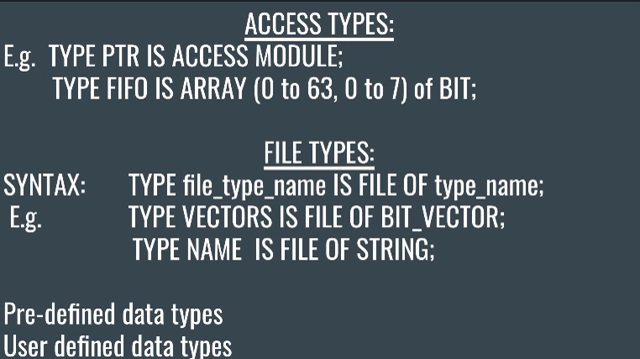Next, we have the file types. That means an object of a file type represents files in a host environment. Here we have seen some syntax and also an example for the file types. Next, we have these data types, which are classified as predefined data types and also user defined data types.